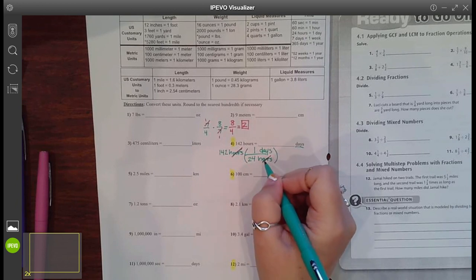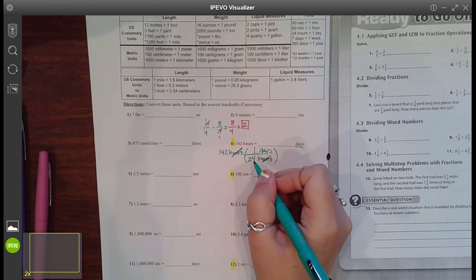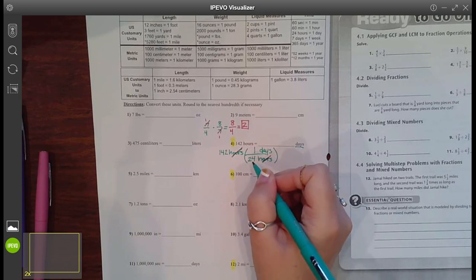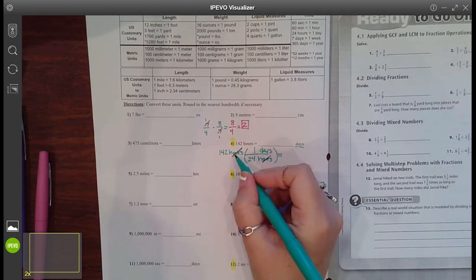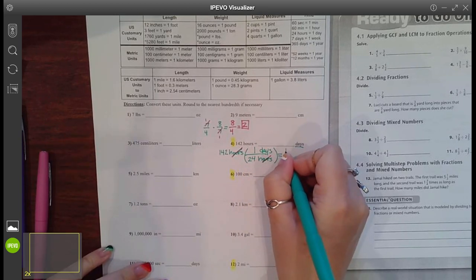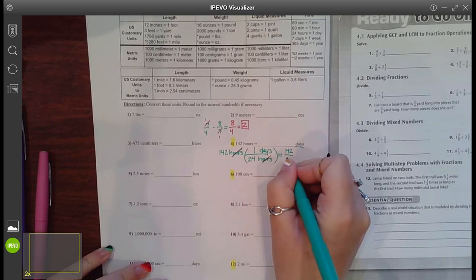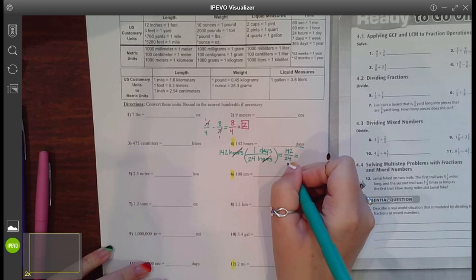We're going to put the units that are alike diagonally across from each other so they cancel. And then if you can go straight from here to here, great. I know how to go from hours to days, 24 hours in 1 day. The things that are across from each other get multiplied. So 142 times 1 is 142. Technically, there's a 1 there. 1 times 24 is 24. So now you have the top divided by the bottom.